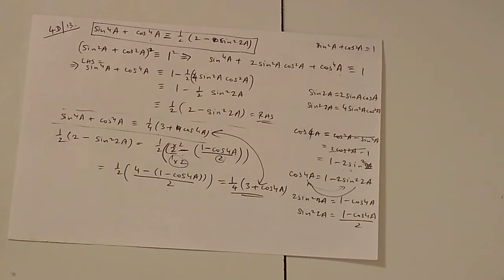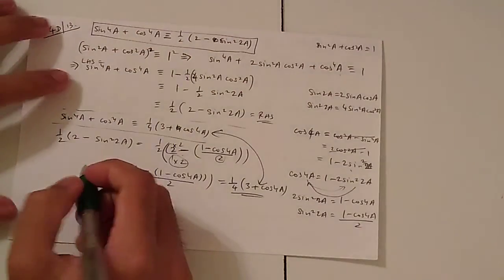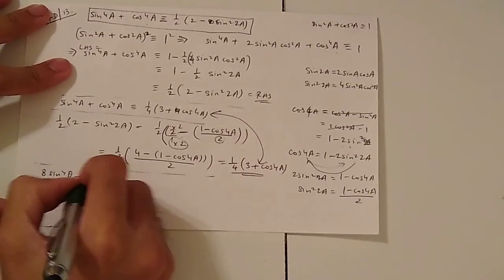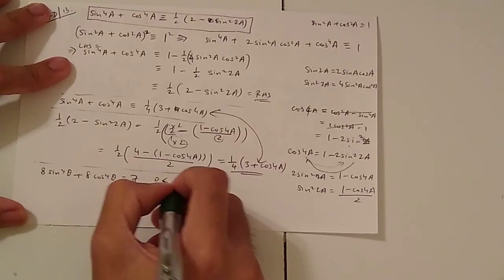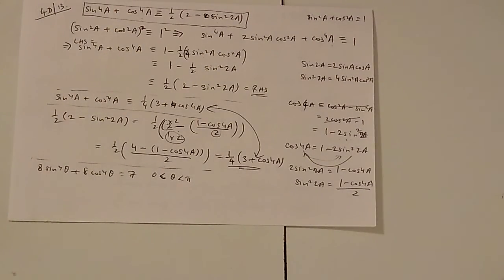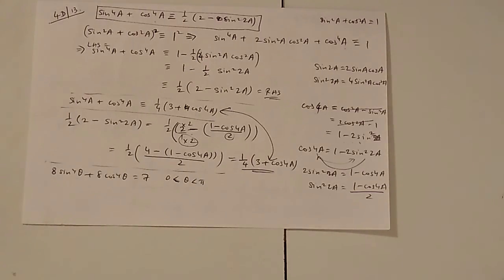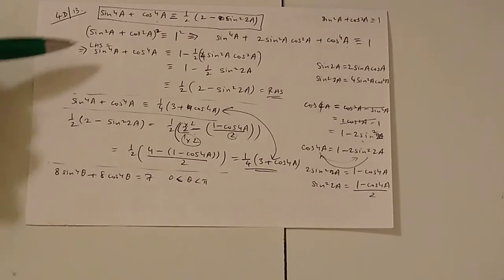Now in part C, they are asking us to solve the equation 8 sin raised to 4 theta plus 8 cos raised to 4 theta is equal to 7 for 0 is less than theta, which is less than pi. Okay, so 8 sin raised to 4 theta plus 8 cos raised to 4 theta equals 7, 0 is less than theta, which is less than pi. Okay, now since we solved part A and part B, this part is definitely related to the previous part.